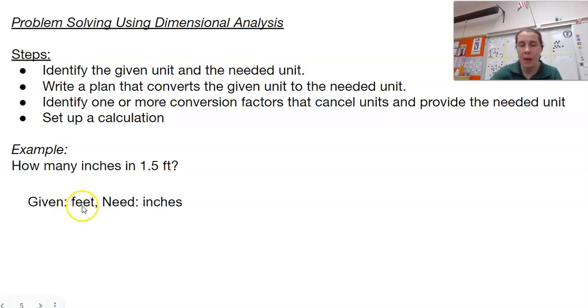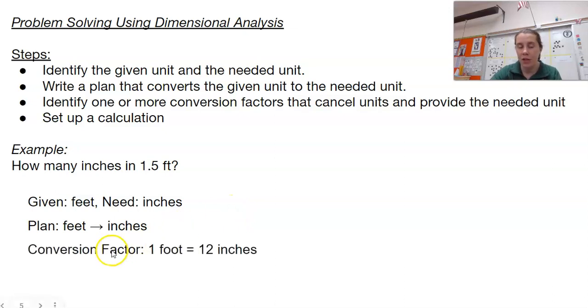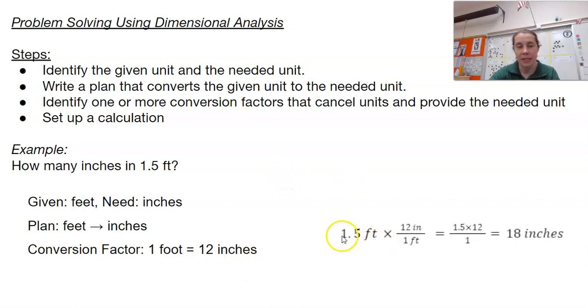But I know the relationship between a foot and an inch, right? There are 12 inches in a foot, so I know I can go straight from feet to inches in one step. And the conversion factor that I'm going to need is 1 foot is equal to 12 inches, right? And then the last step is going to be to set this up. So the number that's given in your problem will go in the front, right? The conversion factor goes next, right?